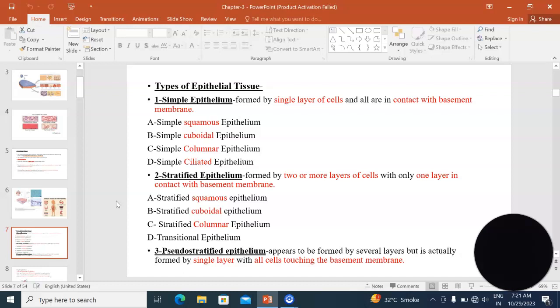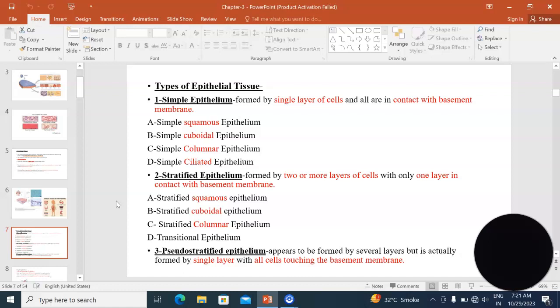ciliated epithelium. Second type is stratified epithelium. Stratified means what? It consists of two or more than two layers of cells. So in a stratified epithelium, there are two or more than two layers of cells which are attached to the basement membrane. It is again divided into four types: stratified squamous, stratified cuboidal, stratified columnar, and transitional epithelium.